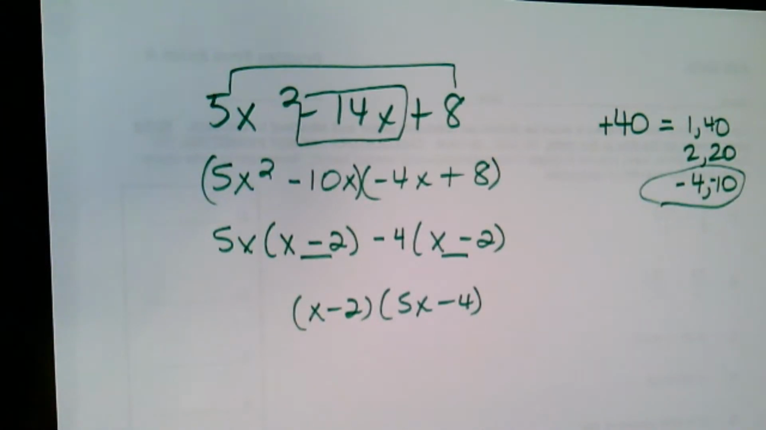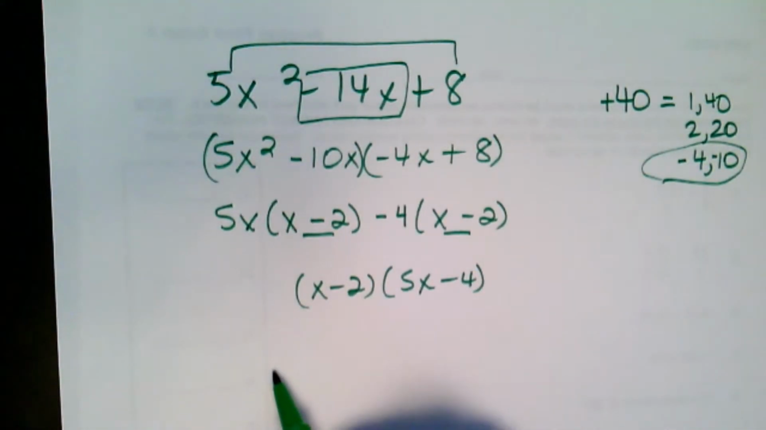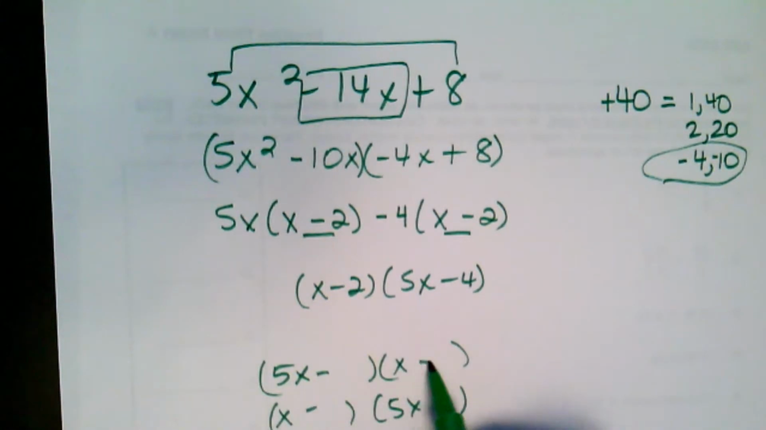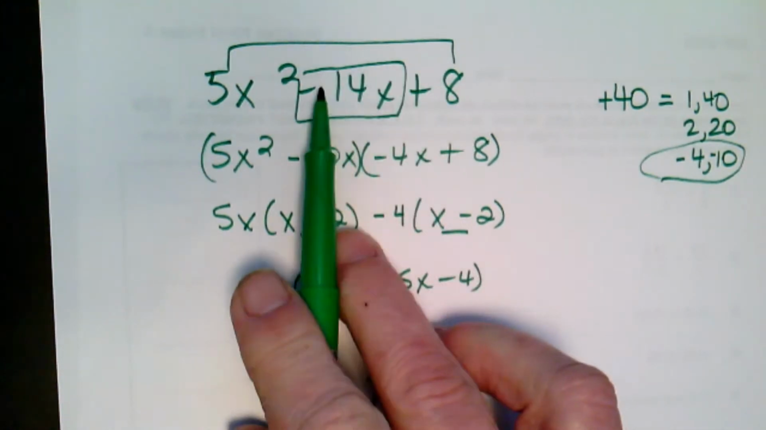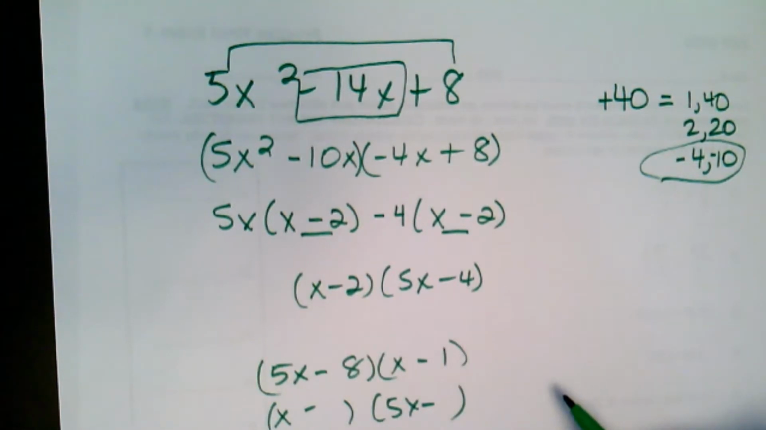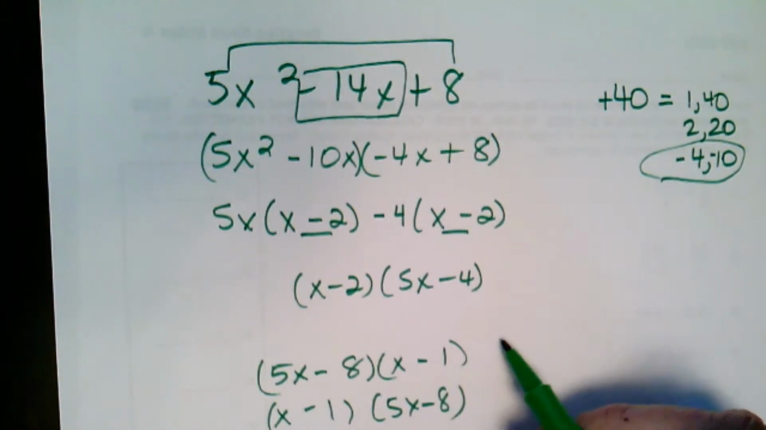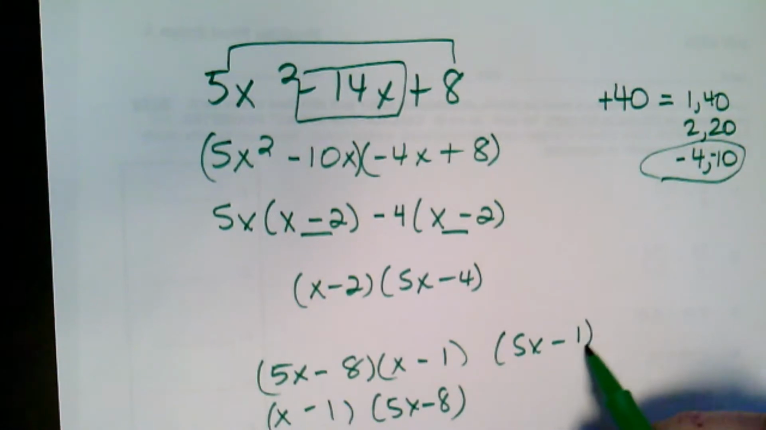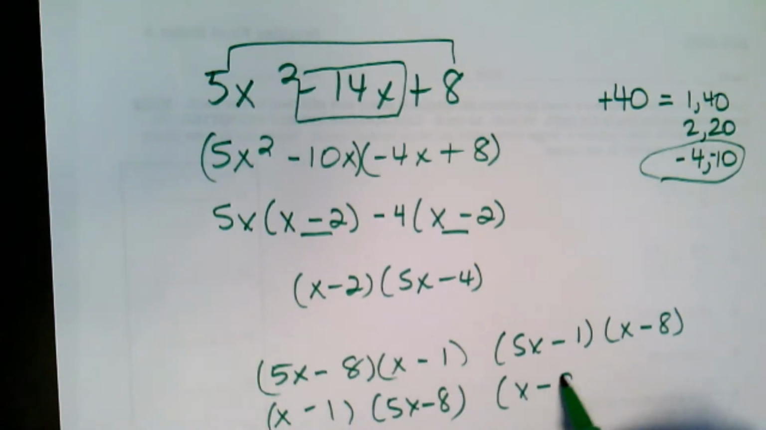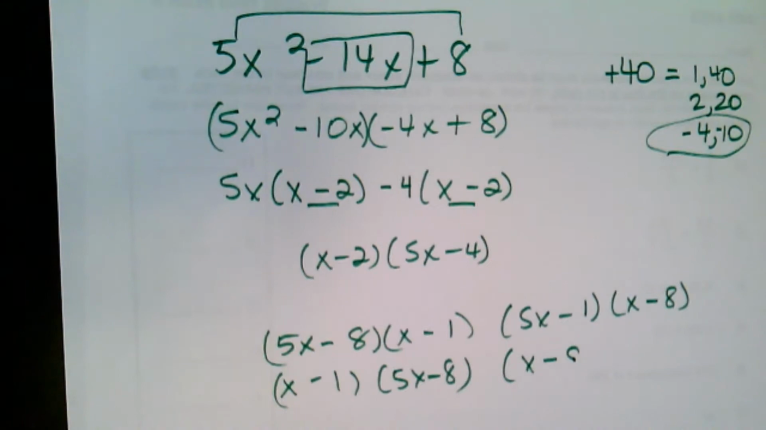Now the test and guess way, again, you can do it. We know that we could have 5x and x, or x and 5x. We know they all have to be negatives because negative times negative equals a positive if we add them. And then 8, we could have 8 and 1, or 1 and 8. So 5x minus 1, x minus 8. Well, we already wrote that one. Anyway, you get the gist of it. And then we could do 4 and 2. So you're going to have a lot of combinations.